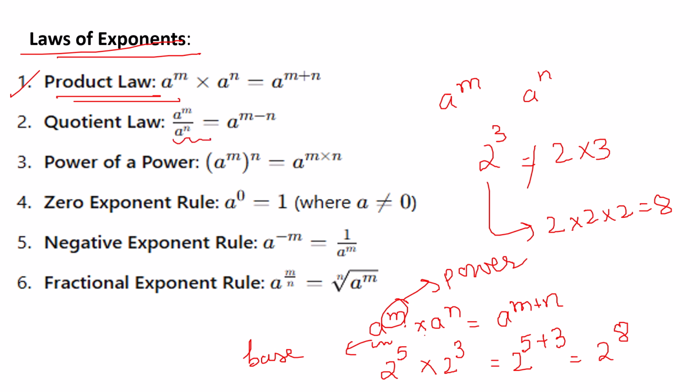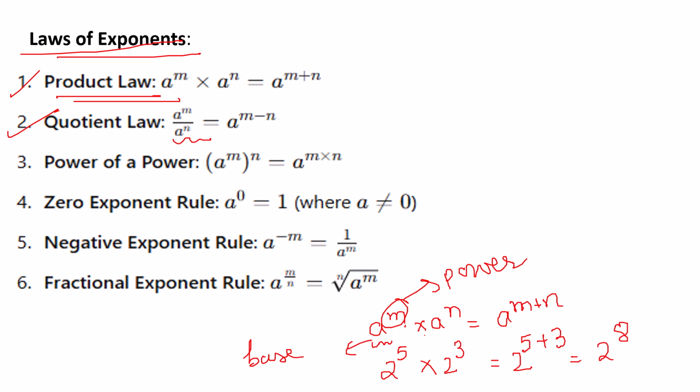Similarly, there is a quotient rule, the rule number 2, which says a to the power m upon a to the power n is equal to a to the power m minus n. So when the two terms are in division, you need to subtract the powers. For example, you have 2 to the power 5 divided by 2 to the power 3. You can see here you have the same base, 2 and 2. So you have to subtract the powers, which is 5 minus 3. So you can write it as 2 to the power 2. That will be your answer.